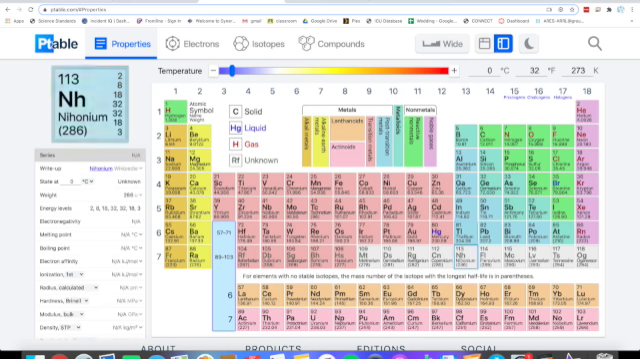This column has 3. This column has 4. This column has 5. The column with oxygen has 6. The column with fluorine has 7. And the column with helium, all the noble gases, have 8.